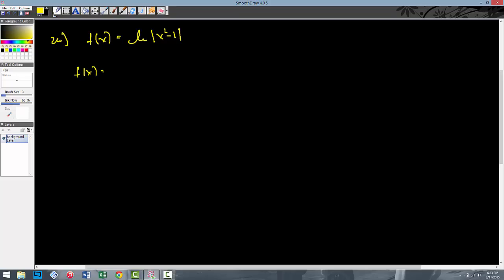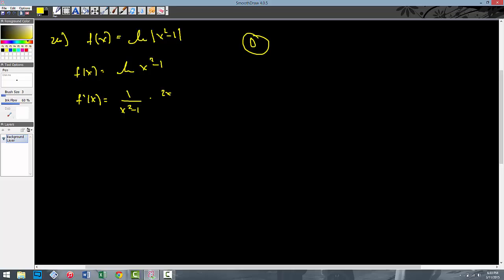F of x is equal to the natural log of x squared minus 1. And so that means that f prime is going to be 1 over x squared minus 1 times 2x. And the answer is D. Now, let's talk about that one for a second here. Why am I just able to arbitrarily get rid of those?